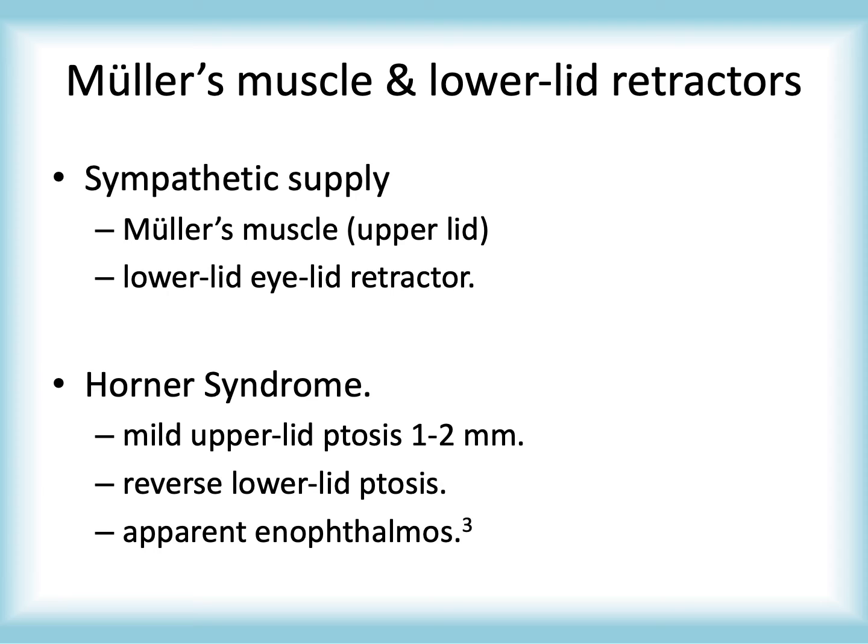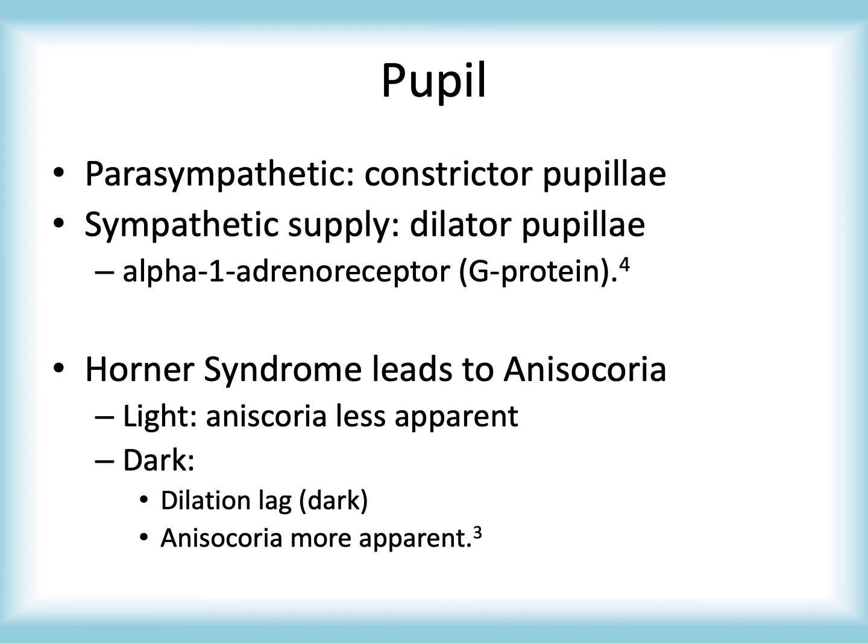Sympathetic motor supply to Mueller's muscle acting on the upper lid is responsible for up to 2 mm of elevation. Additionally, there is sympathetic supply to the lower lid retractors. Horner syndrome leads to an upper lid ptosis, reverse ptosis on the lower lid, and apparent endophthalmos due to narrowing of the interpalpebral fissure. Pupil size is under balance of parasympathetic iris constriction against inhibitory sympathetic action.